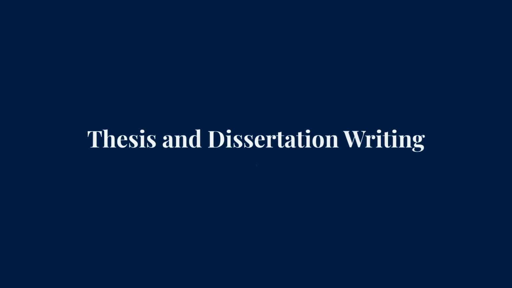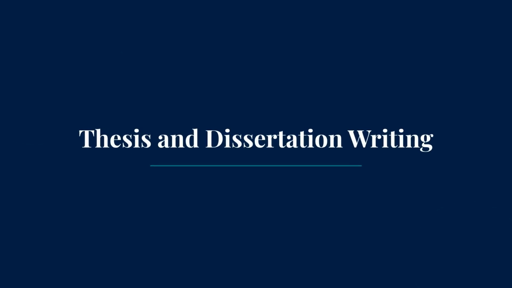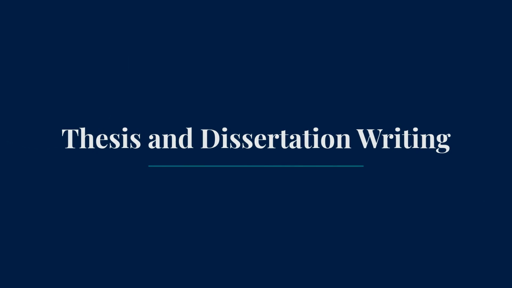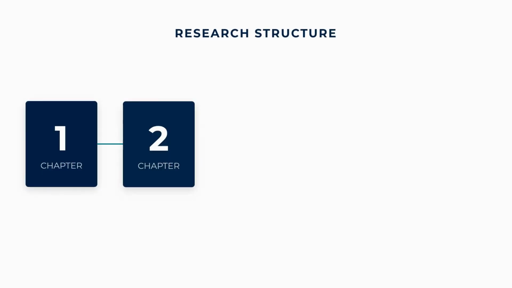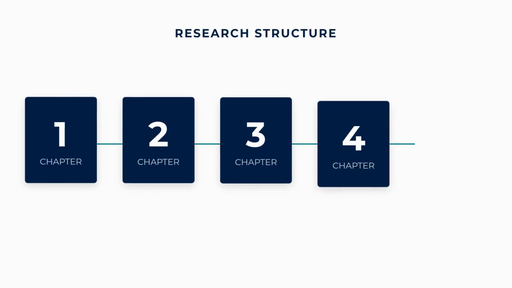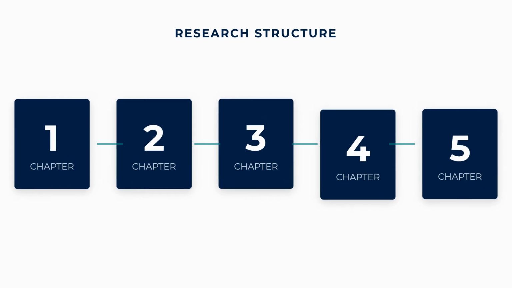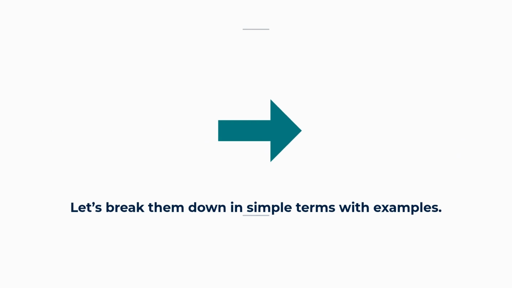A thesis is a structured document that presents your research in a logical and detailed manner. It typically consists of 5 major chapters, each with specific content that contributes to the overall understanding of your study. Let's break them down in simple terms with examples.